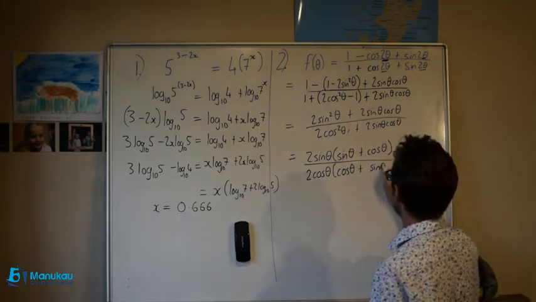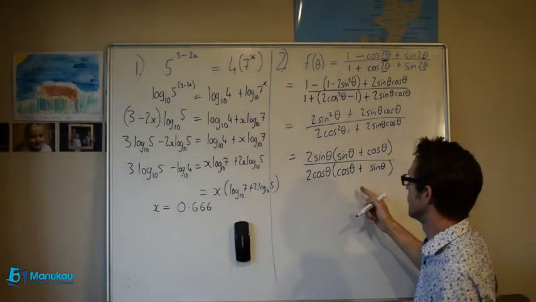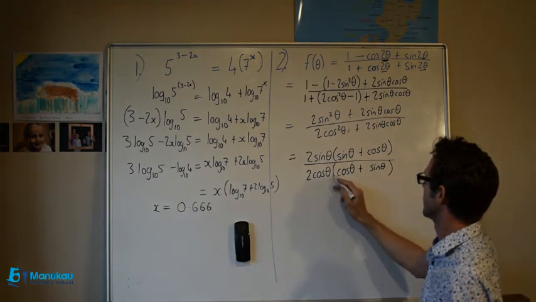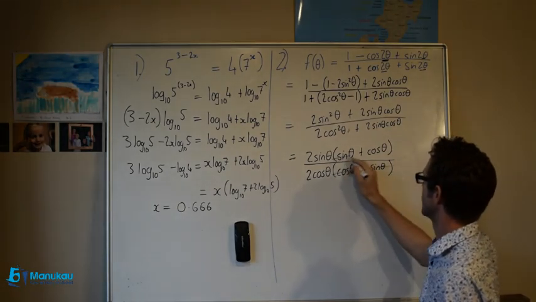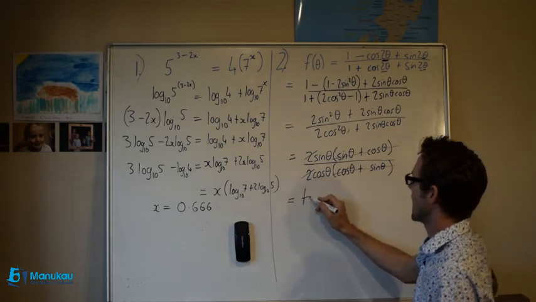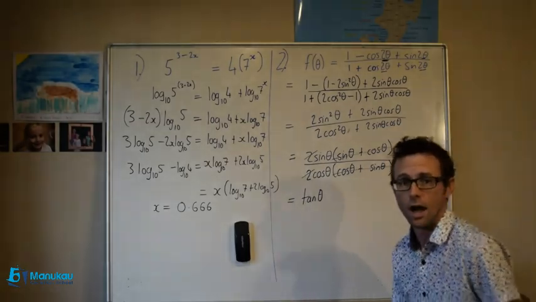Now I hope you can see at this point we've actually solved the problem. We've proved what we needed to prove, because this can simply be rearranged to sine theta plus cosine theta, and that cancels out that, and that cancels out that, which leaves us with tan theta, which is what we needed to prove. I hope that makes sense.